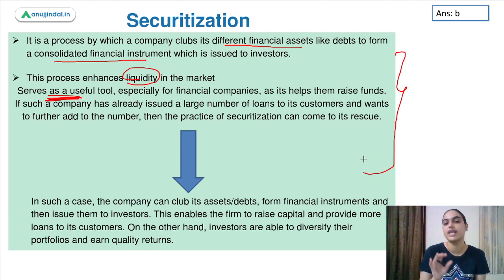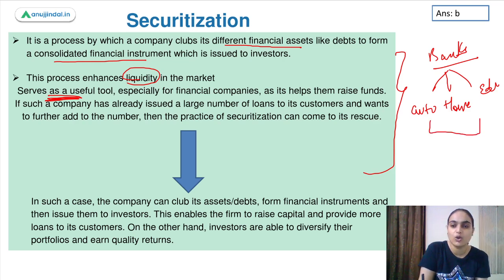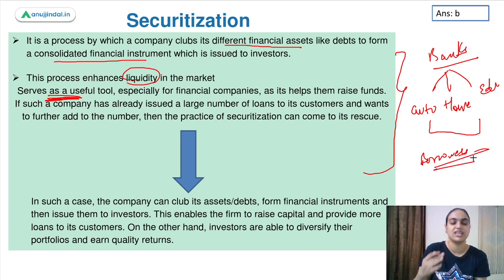Let's understand this with an example. Suppose there is a bank, okay, and the bank lends various kinds of loans. It might provide some automobile loans, some home loans, some educational loans and all those kinds of things. So when these loans are given to the borrowers, usually something is taken as a collateral. Some asset is there which you mortgage and you get the loans in return. So this creates a mortgage pool for the banks. Suppose you have given some home loan, then that house acts as a collateral against the loan which has been given.